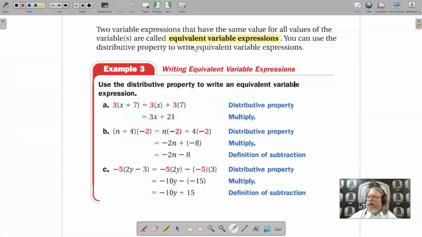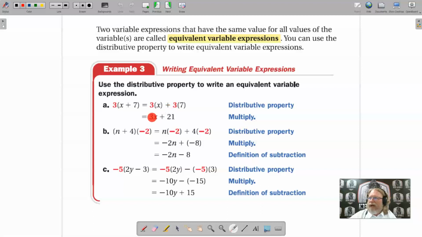However, as we go forward here, we're now dealing with expressions that have variables and they are equivalent to one another. You can use the distributive property to write equivalent variable expressions. So use the distributive property to write an equivalent variable expression. So we go from 3 times the quantity of x plus 7. So 3 times the x is 3x. 3 times the 7 is 3 times 7. It is addition, so we leave it as addition.